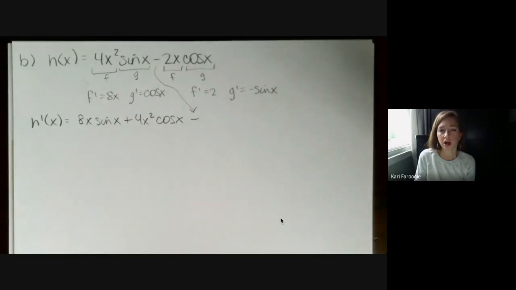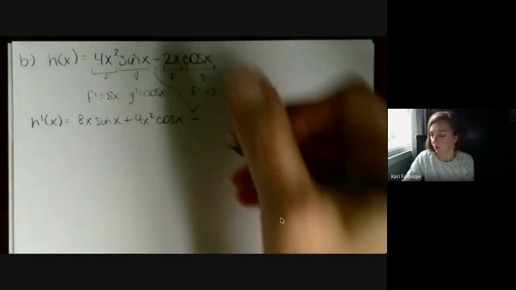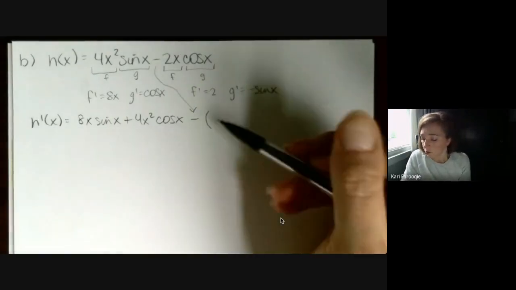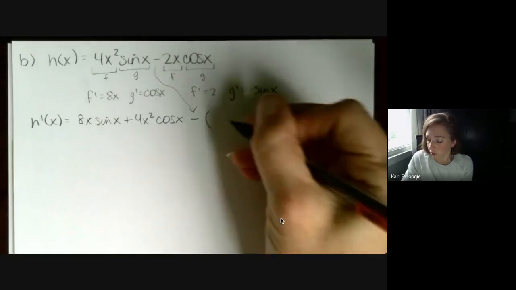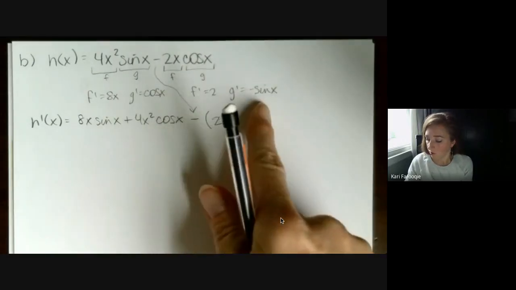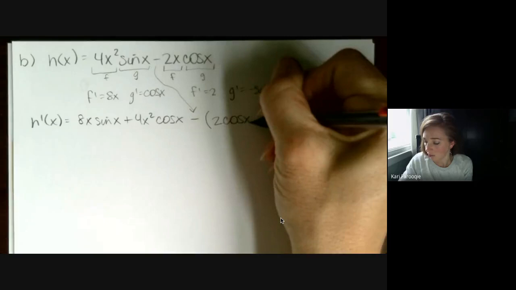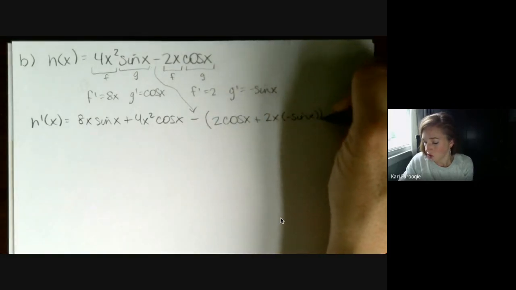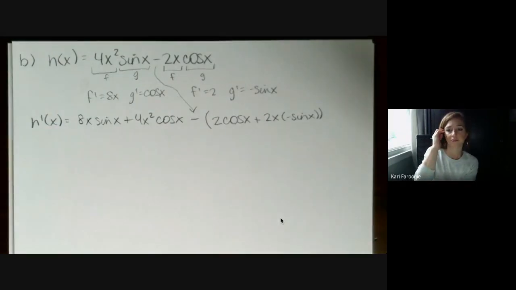This is one of the most common errors I see with this type of problem: people don't distribute that minus sign. And I know it doesn't seem like a big deal, but it will really affect the way that your answer is simplified. So let's work inside the parentheses and we'll just take f prime g plus f g prime, following this information. So we're going to distribute the negative sign and simplify. Are there any questions right here?